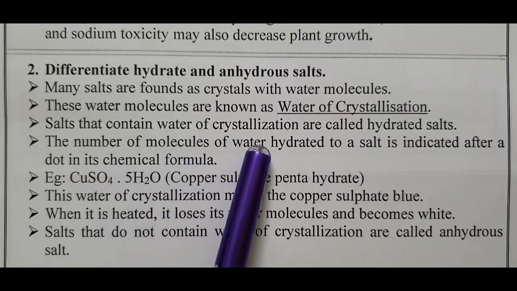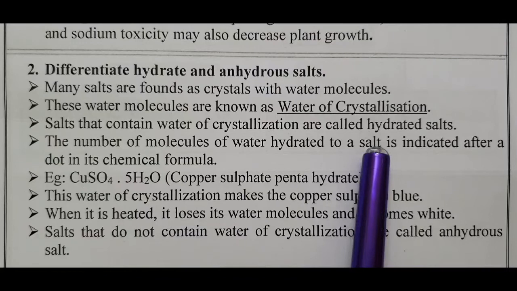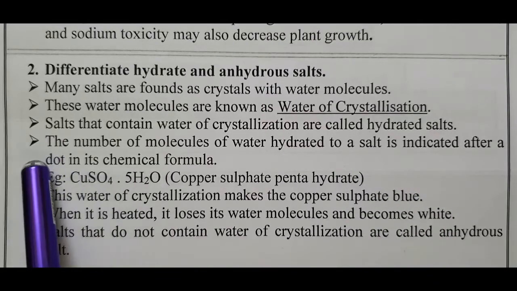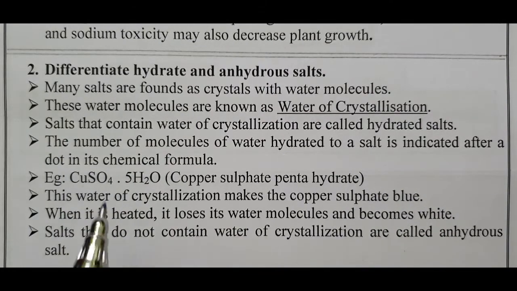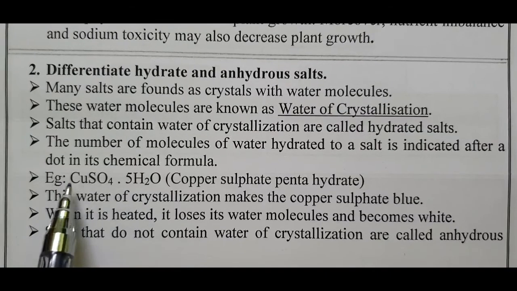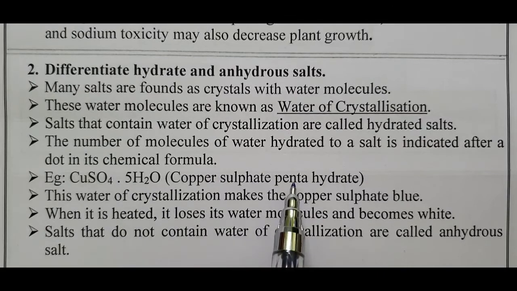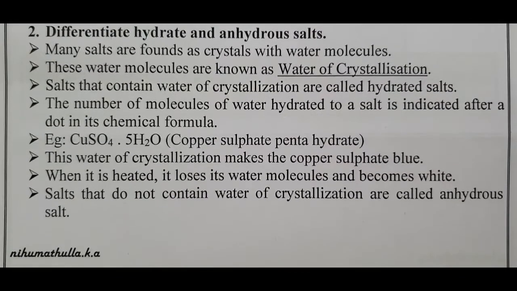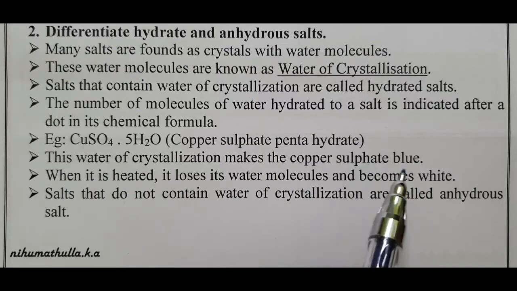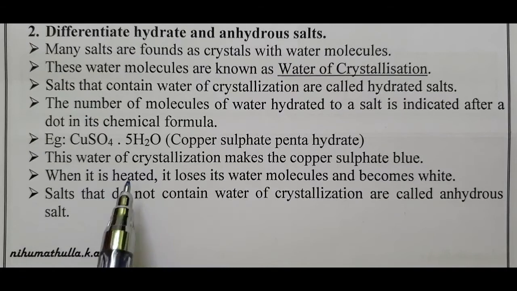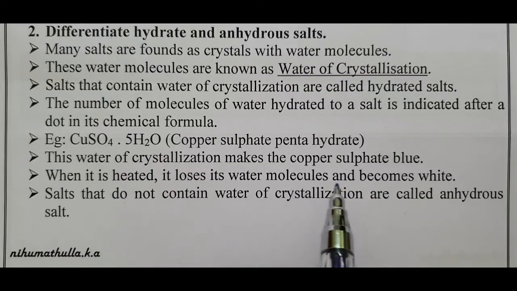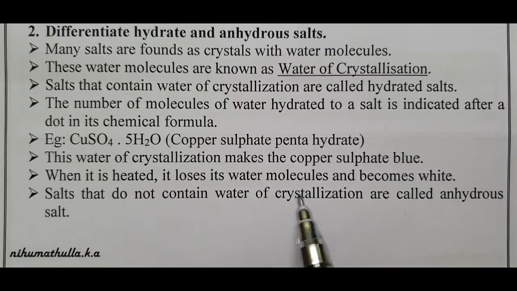The number of molecules of water hydrated to a salt is indicated after a dot in its chemical formula. You see this dot. Example, copper sulfate dot 5H2O. Copper sulfate pentahydrate: 5 means penta, hydra indicates water molecule. This water of crystallization makes the copper sulfate blue. When it is heated, it loses its water molecules and becomes white. Salts that do not contain water of crystallization are called anhydrous salts.